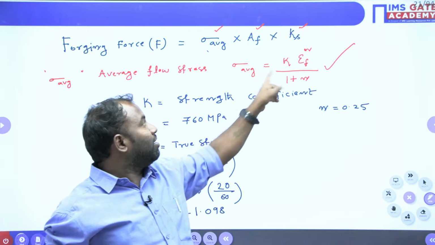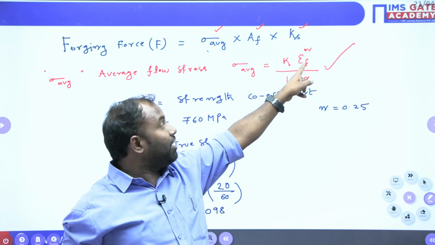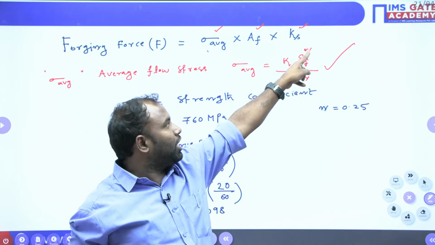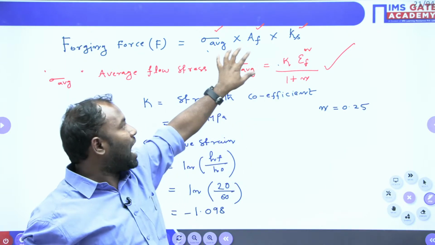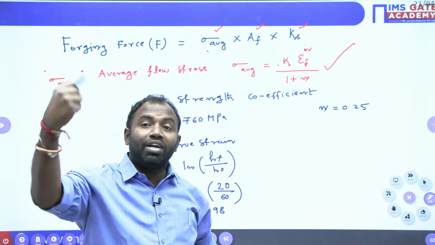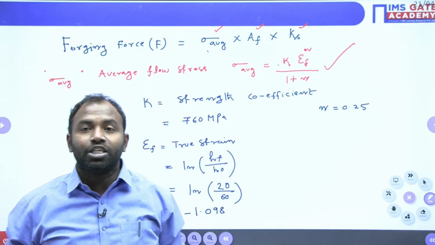So from there, K into EF is the true strain, N is the strain hardening coefficient, it is a stress factor, now 1 plus N. So that average flow stress directly, sometimes they give in the problem. Just question reading is the most important thing, sir.